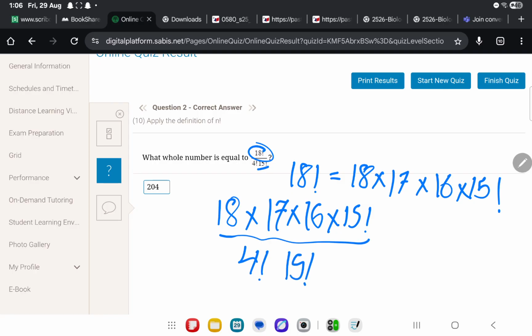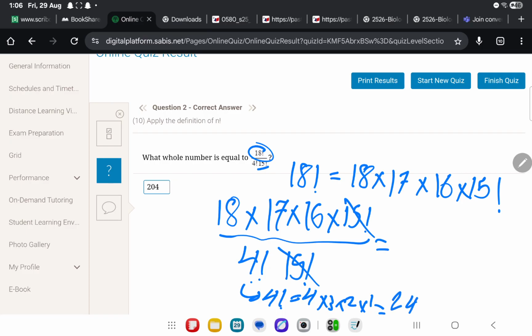Now, why did I do this? Because now I can very easily cancel 15 factorial from both sides. So what I'm left with is 18 times 17 times 16 over 4 factorial. Since we're assuming this is written quickly, you're going to have to expand 4 factorial, to show what that is. 4 factorial is equal to 4 times 3 times 2 times 1, which equals 24.